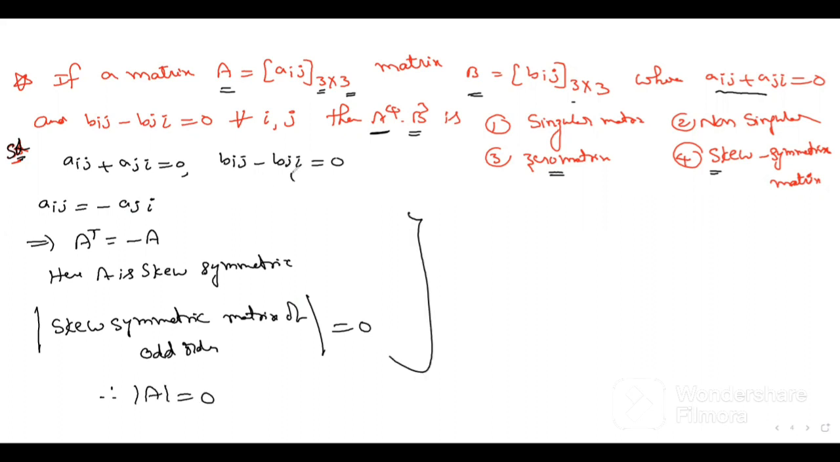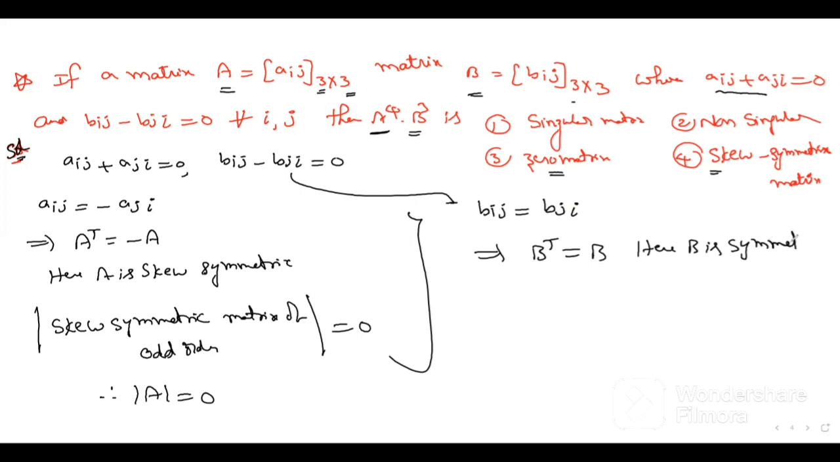Next, what is the second condition given? Bij minus Bji equals 0. Sending to the right side, what do we get? Bij is equal to plus Bji. This is the definition of symmetric matrix. So transpose of B is equal to B. Here B is a symmetric matrix. Okay, here what is required? A to the power 4 into B cube.